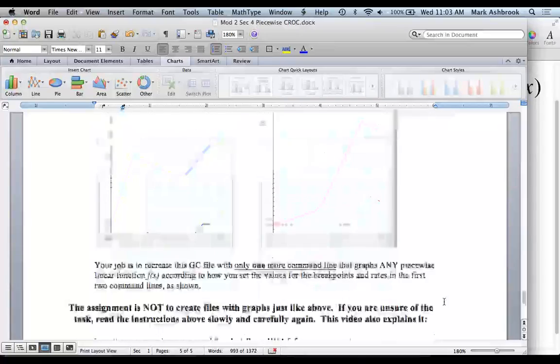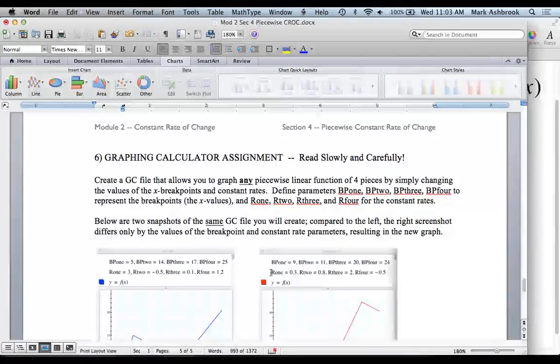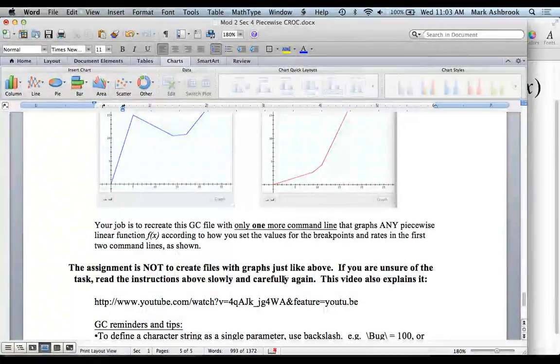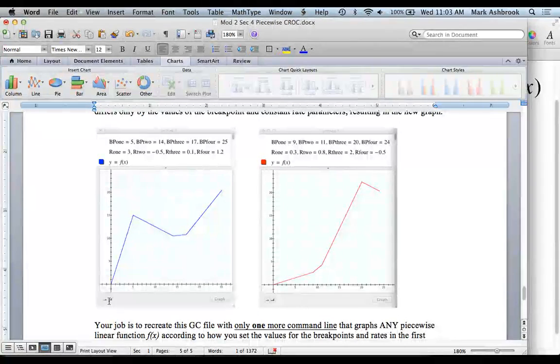If you're unsure about the task, read this. It's all spelled out here. Read carefully. I also made a video to explain it. Watch this video. You've got 2 videos now that explain it. But there's been a lot of confusion in the past. Lots of people send their assignment in and it looks just like these 2 graphs. These are just examples of what your program should be able to do.